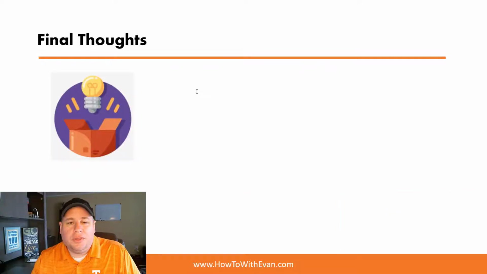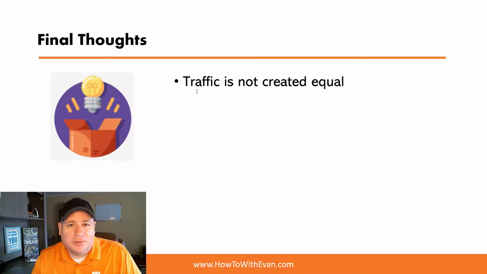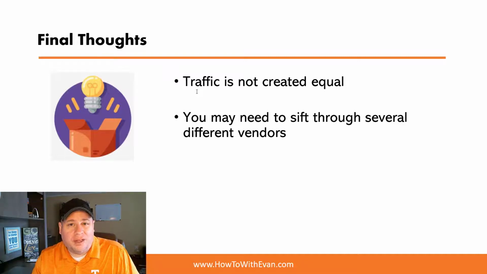So some quick final thoughts before we end. I know this is a longer training, but all important information. Final thoughts: traffic is not created equal, okay? You could be going through the Udemy site. They have hundreds of different vendors on there. You can get traffic from several different vendors, and they're all going to get you a different result. So sometimes you may need to sift through and test different vendors out to find one that works really well initially with your offer, and then optimize from there.